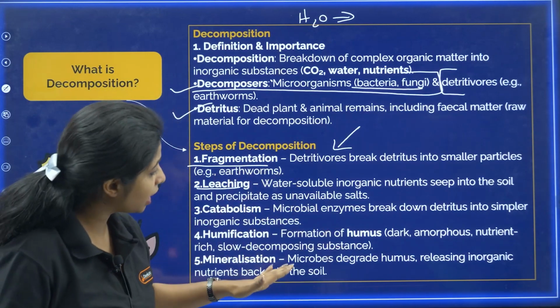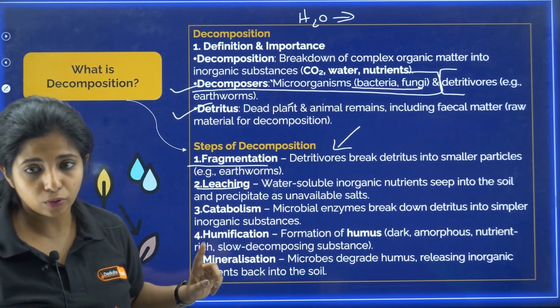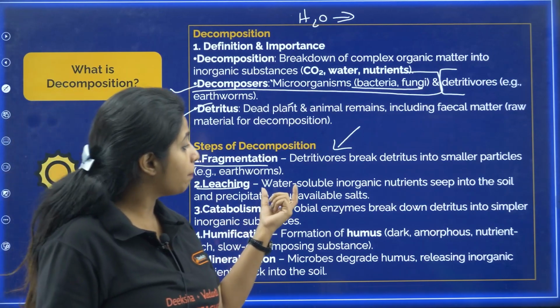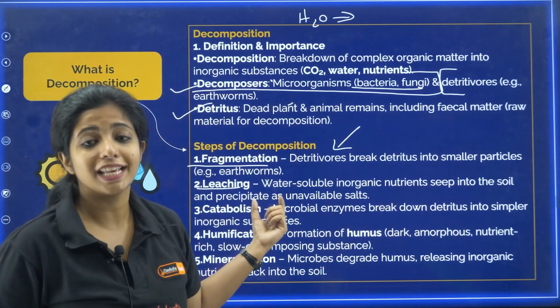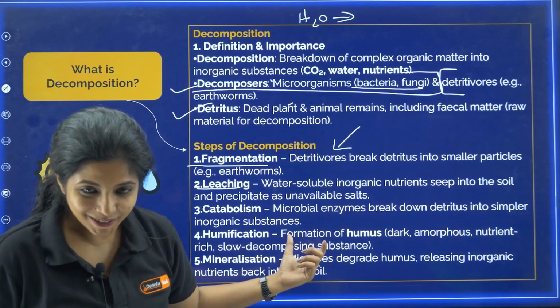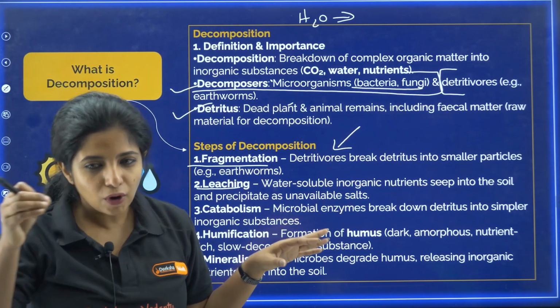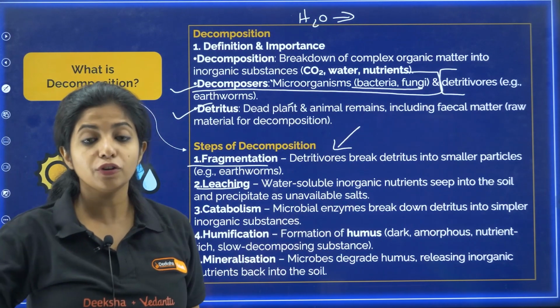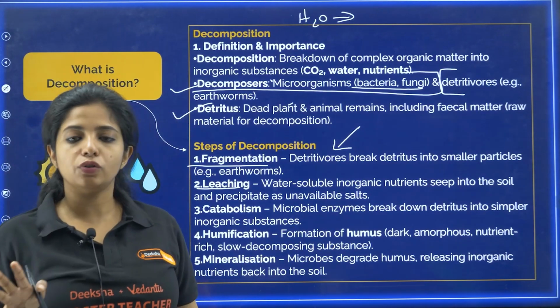Now catabolism is where our decomposers, that is microorganisms, are going to play a big role. Catabolism is when microbial enzymes break down the detritus into simple inorganic substances. So until now, big particles into small particles, and if inorganic nutrients are being formed, they are also leaching down into the soil. They are also seeping down into the soil, my dear children.